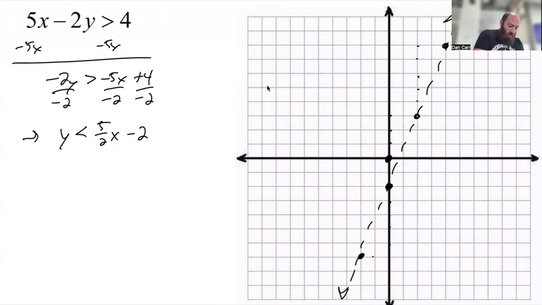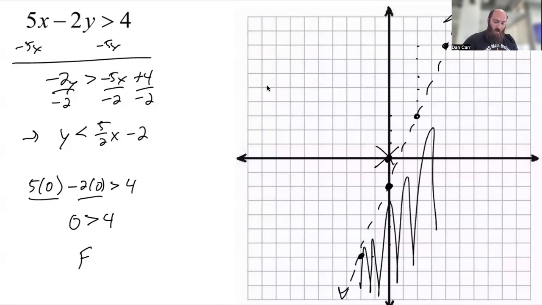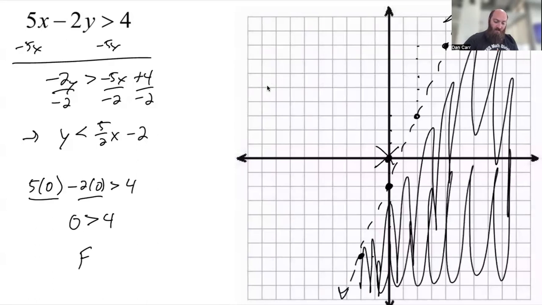So if I try 0, 0, and I test in the original inequality, does 5 times 0 minus 2 times 0 come out greater than 4? Well, those are both zeros. Is 0 greater than 4? That's false. So we know it's not a solution here. So my solution is only on this side of the line.